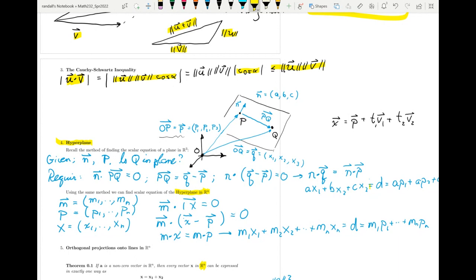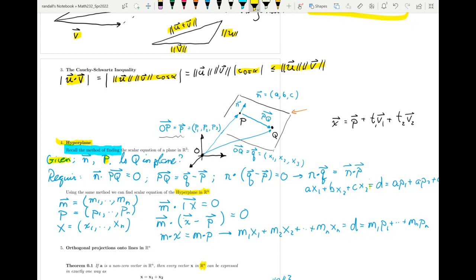Okay, so let's talk about hyperplanes. So first of all, I'm going to recall the method of finding the scalar equation of a plane in R3. So I've made a sketch here. So there's my plane up here, this piece of paper. And I've put a point P on the plane. So that's what we're given when we're defining a plane.